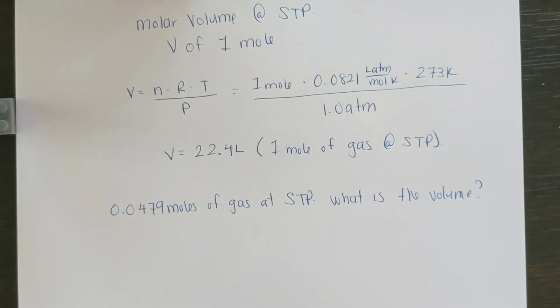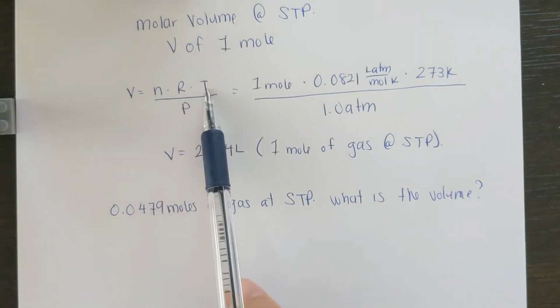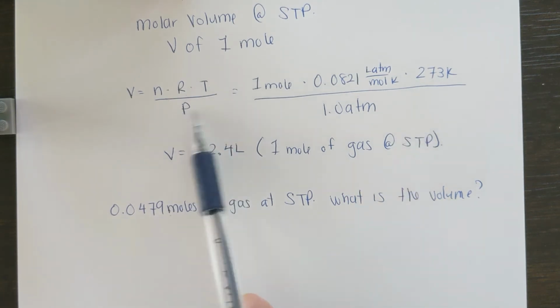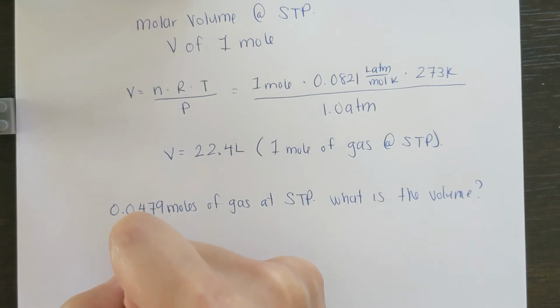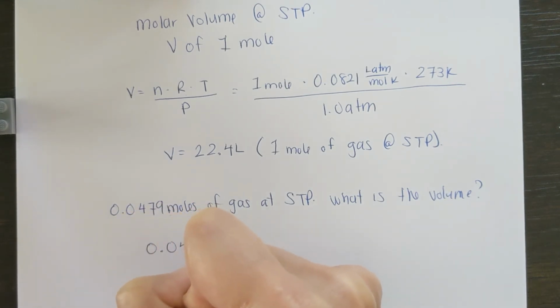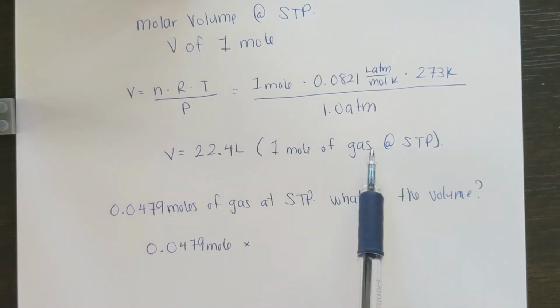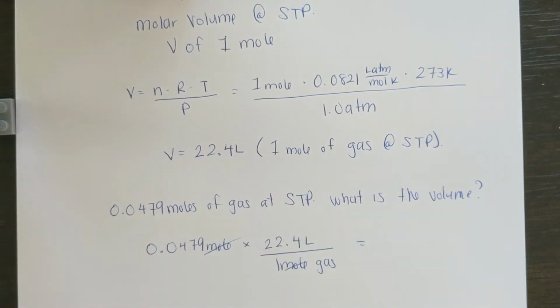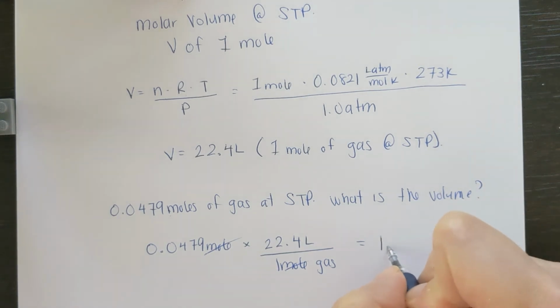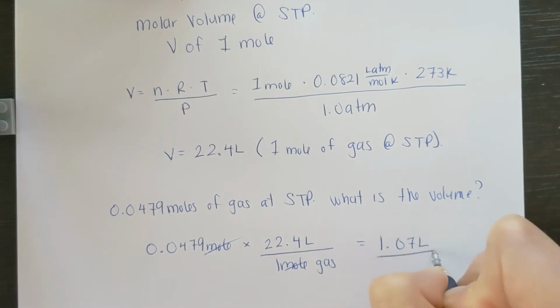If we were given this problem, you could substitute right into the ideal gas law with n here, our T we know as 273 and our pressure of 1 atmosphere. But since we've already done all of this, we can use this relationship right here. We can say 0.0479 mole, and then build a regular conversion factor, where we know that 22.4 liters is for 1 mole of gas. Our moles cancel, and we can solve for how many liters of gas we'd have. 0.0479 times 22.4 gives us 1.07 liters of gas at STP.